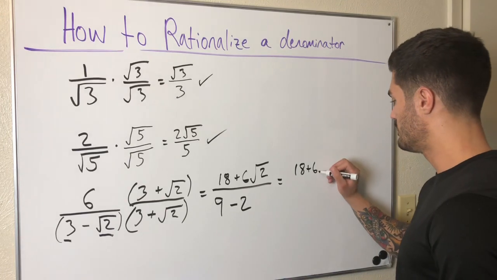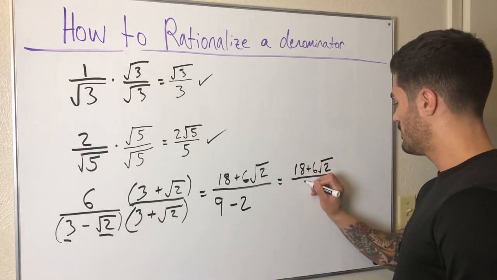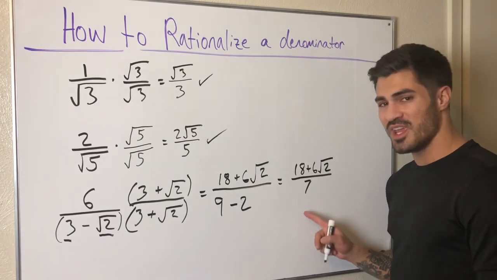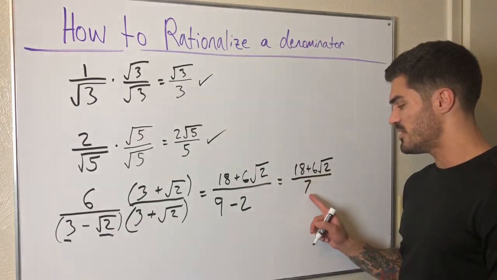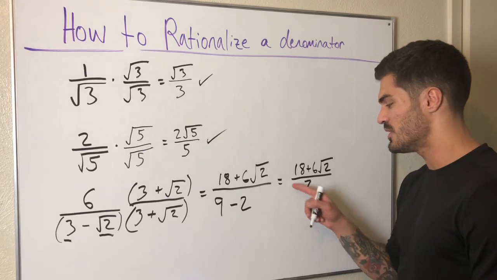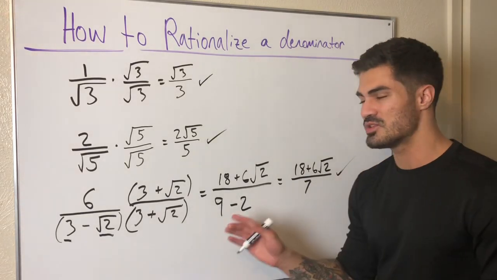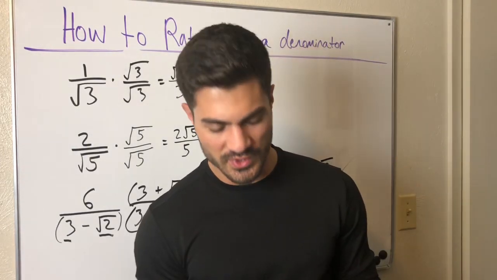Over what, 7. And again, I could factor out a 6 from the top, but it wouldn't help. If it would help me cancel this denominator, then I would do it for sure. Maybe if the denominator wasn't prime, I would do that and try to. But yeah, this is as simplified as it gets. So we're going to use the conjugate a little bit more in some more examples.